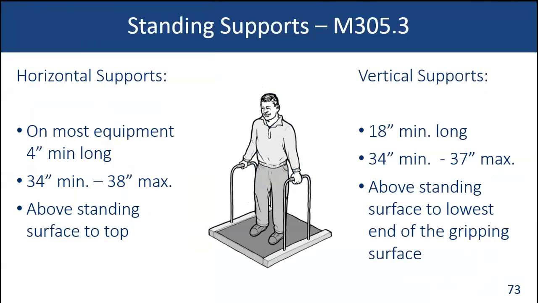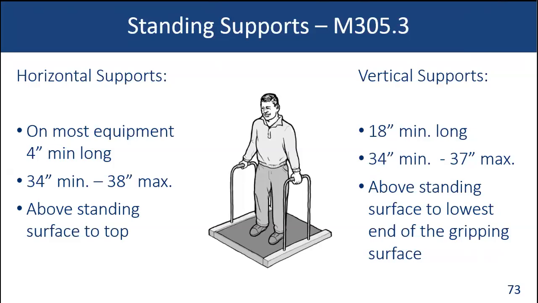You have a choice. You can do vertical supports, and it's required to be a minimum of 18 inches long and be mounted 34 to 37 inches maximum above the floor to the lowest end of the gripping surface. Now, your other choice is to do a horizontal support. Now, the horizontal support only needs to be a minimum of 4 inches long, and it has to be 34 to 38 inches above the standing surface.